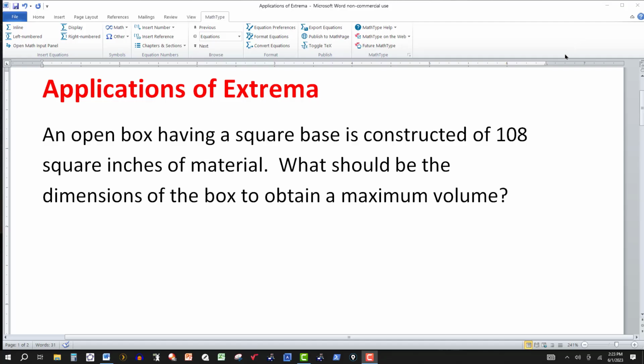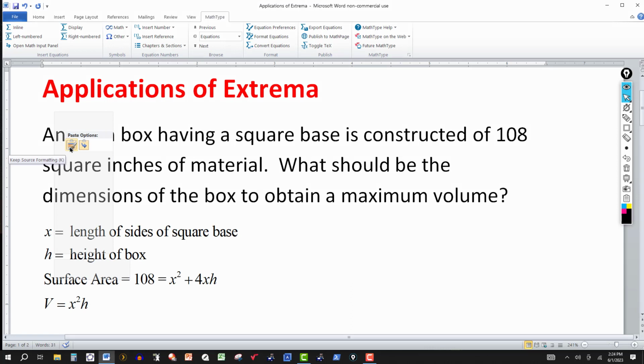In this video we have one application. We have an open box having a square base. It's constructed of 108 square inches of material. What should be the dimensions of the box to obtain a maximum volume? So this will be using the idea of relative maximum, using critical numbers, first derivative test. If you want to try it, go ahead and pause the video, and then I'll be right back.